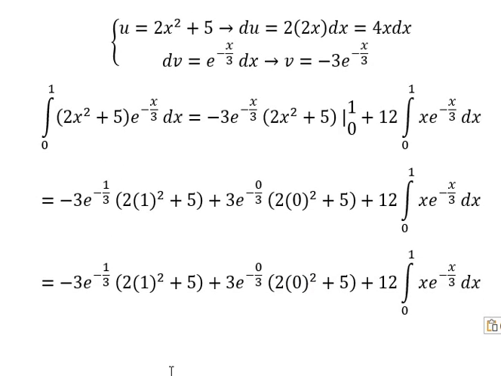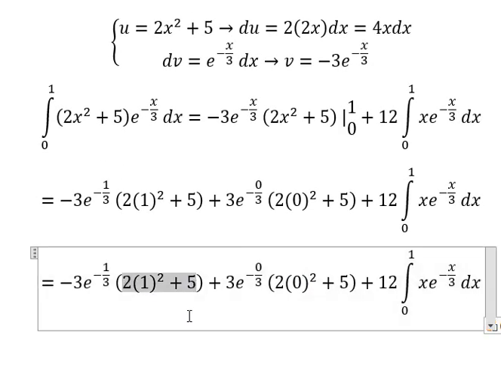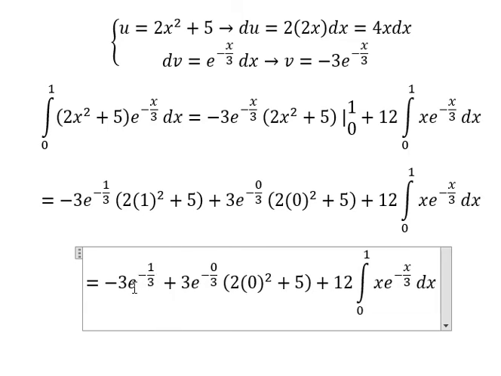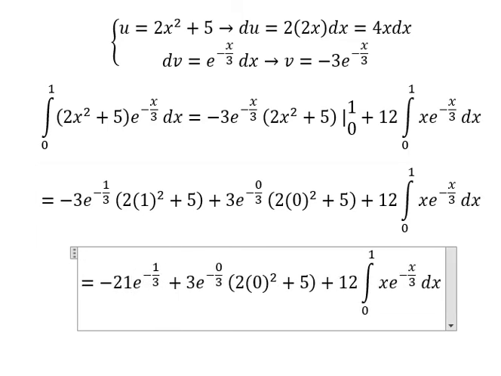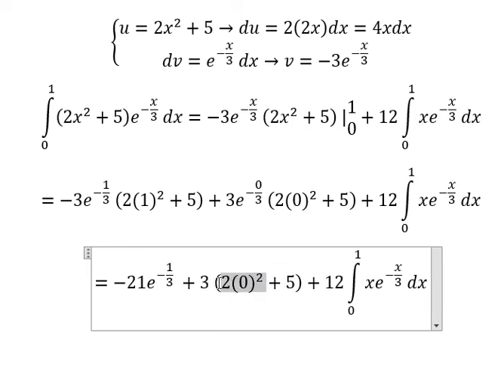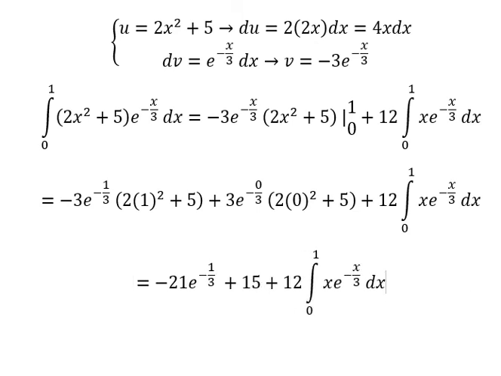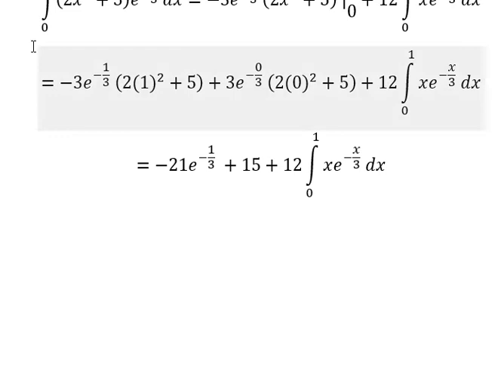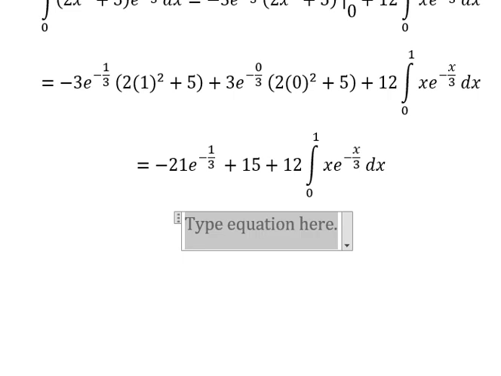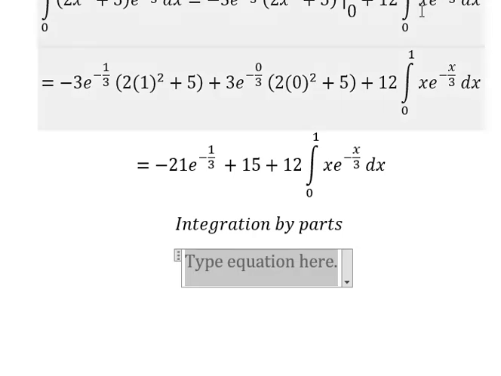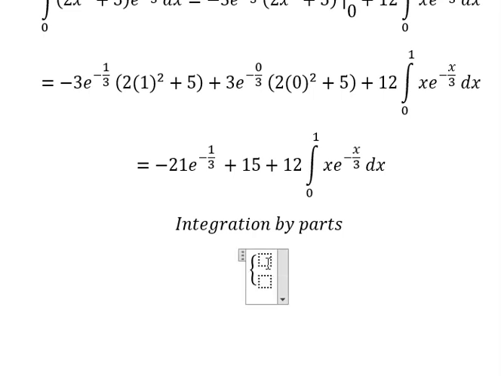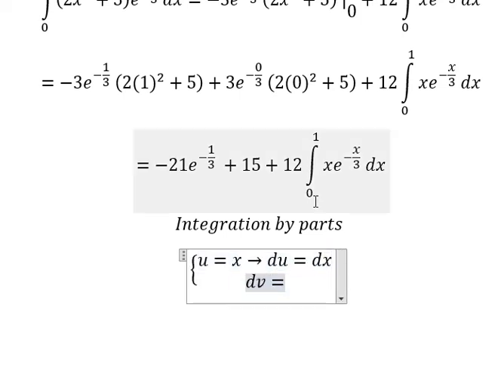So if we simplify this one, we have 7. 7 with 3, we have 21. This one we have 1. This one we have 0. So 5 with 3, we have 15. Now we use integration by parts again. So I will put u equals s, and dv, we have this one.